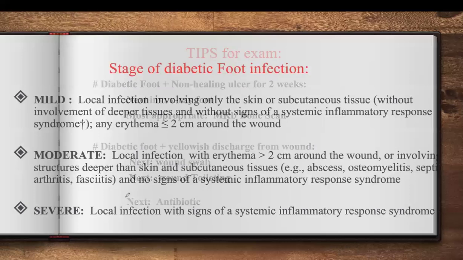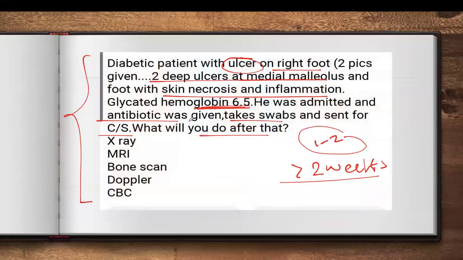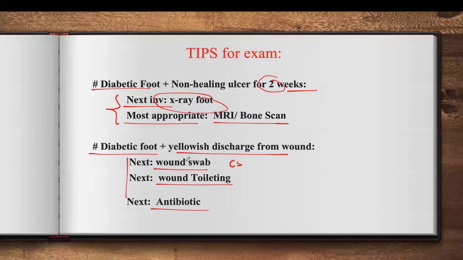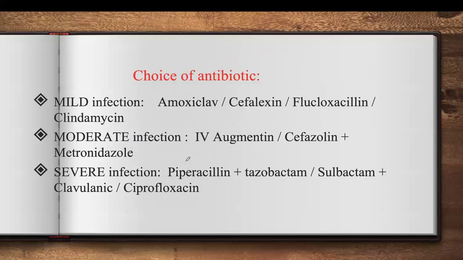Okay. Now you can see from the question here, they have done all of this. They have taken a swab, sent it for microscopy and culture, and they have given antibiotic. So they have already started the initial part. What kind of antibiotic? For MCQ, you don't need to know the dose of the antibiotic. All you need to know is the name of the antibiotic. So if it is a mild infection, the choice of antibiotic can be any of them.